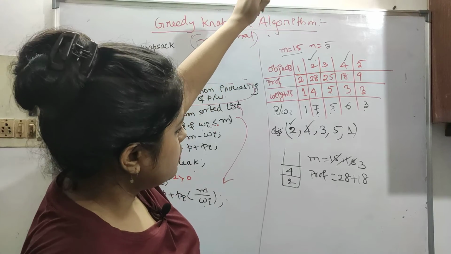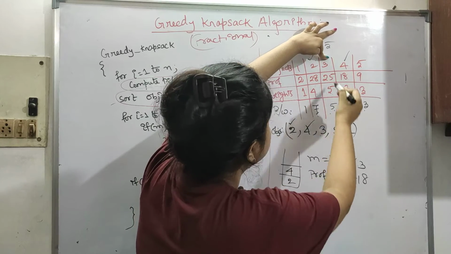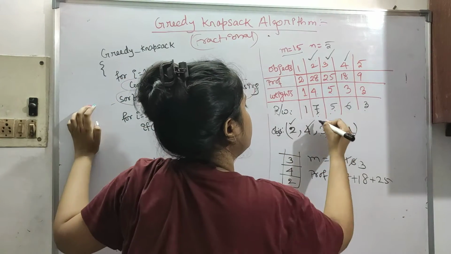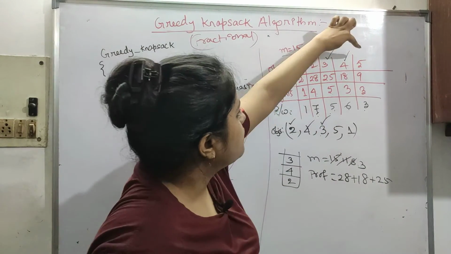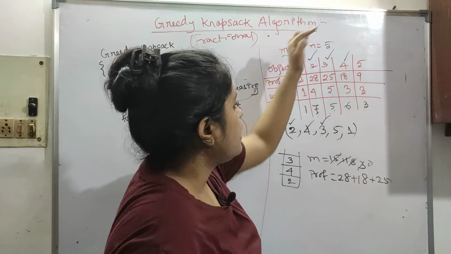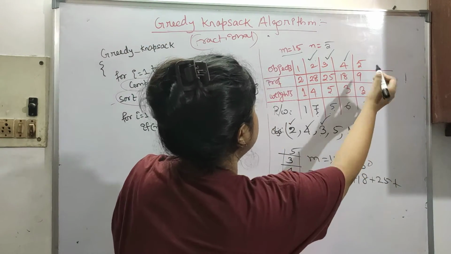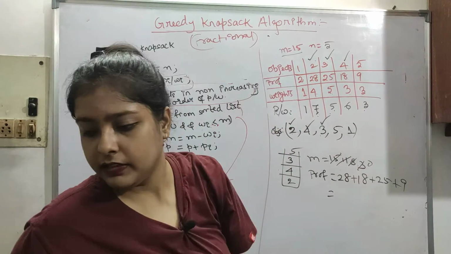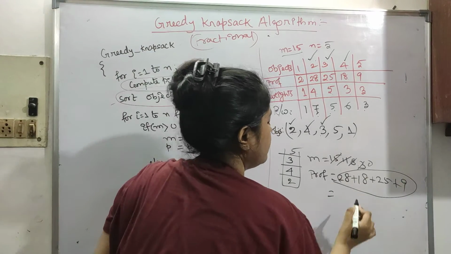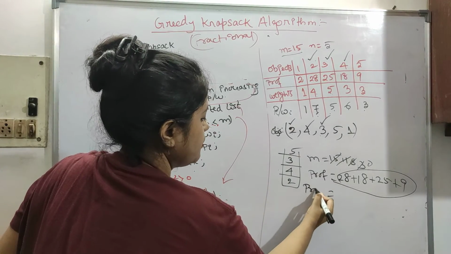Okay. So now 3 is left and its profit was 25. Then object 5. Its weight is 3, so it will be put here and the profit is 9. So the total is coming here. Just put it in a calculator, just do this, and this will be our total profit.